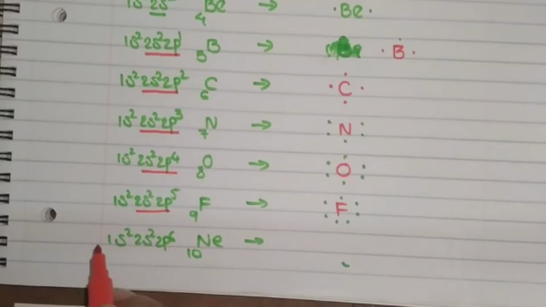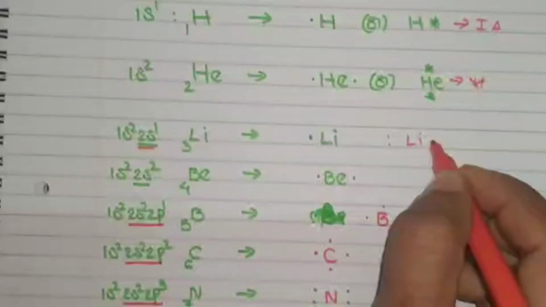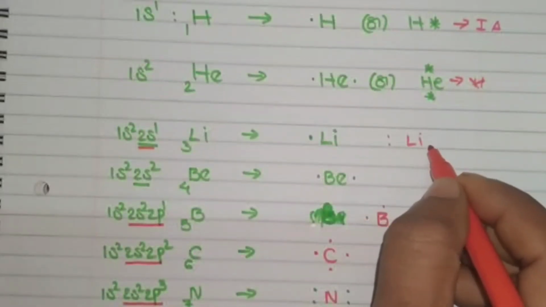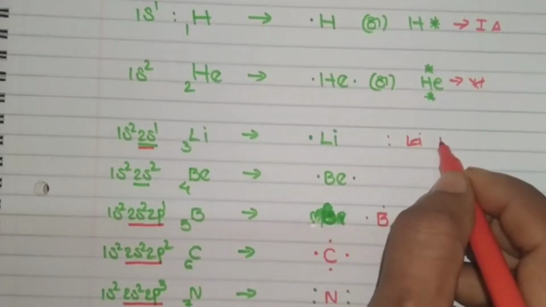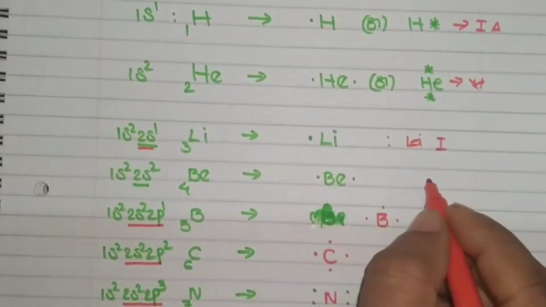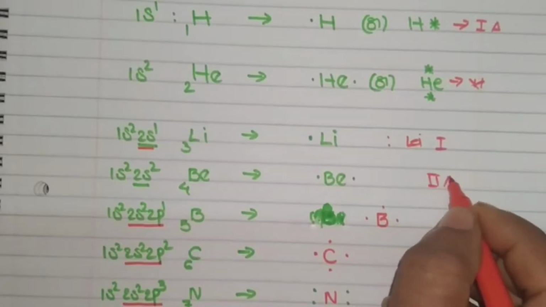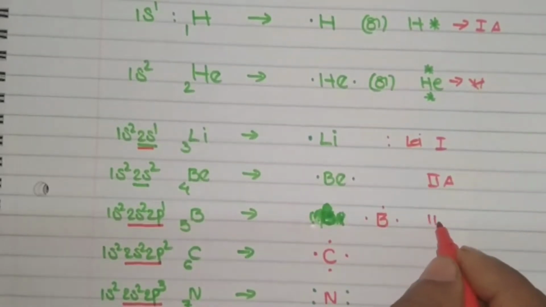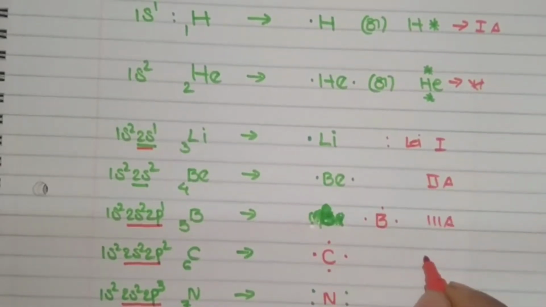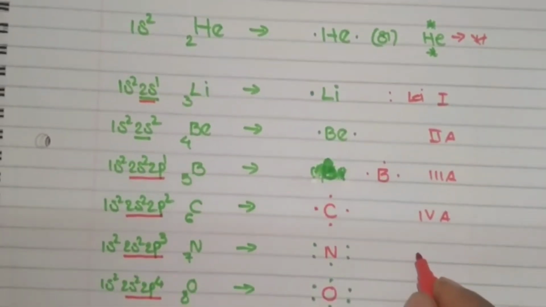Neon's atomic number is 10. The electronic configuration is 1s2 2s2 2p6. Here the first element group is the first A group element. Beryllium is a 2A group element. Boron is a 3A group element. Carbon is a 4A group element. Nitrogen is a 5A group element.